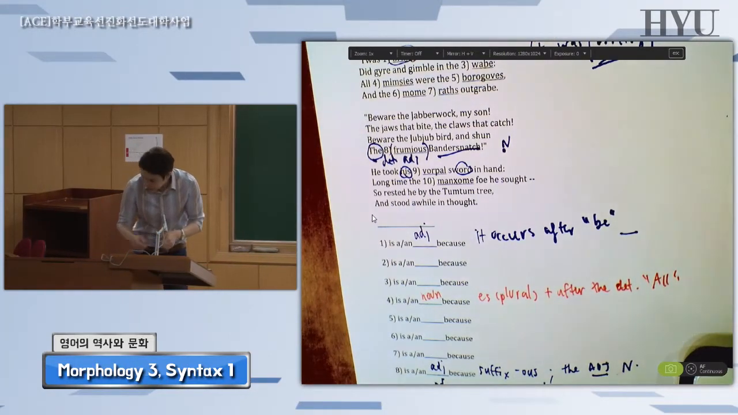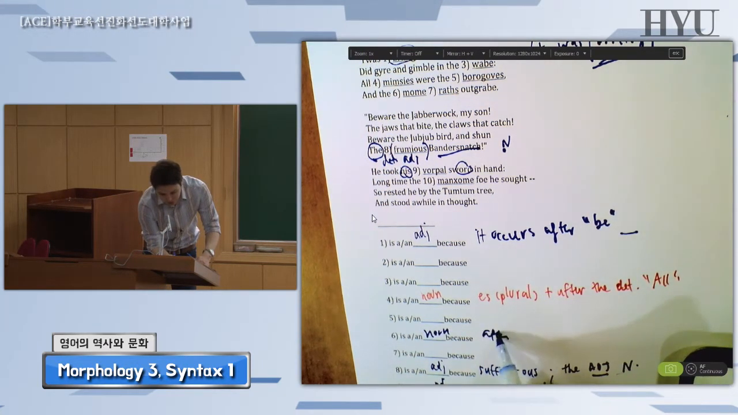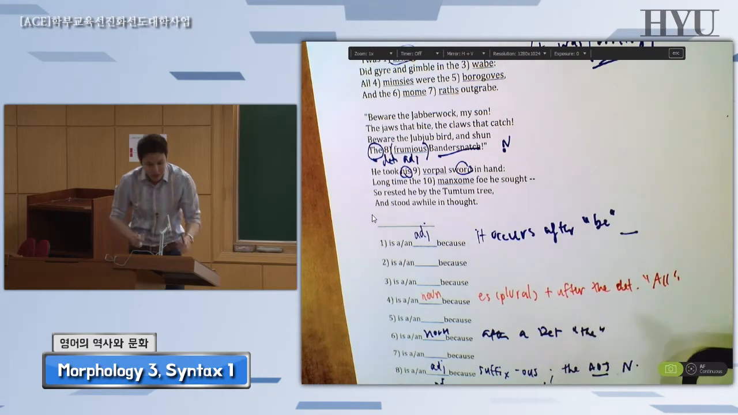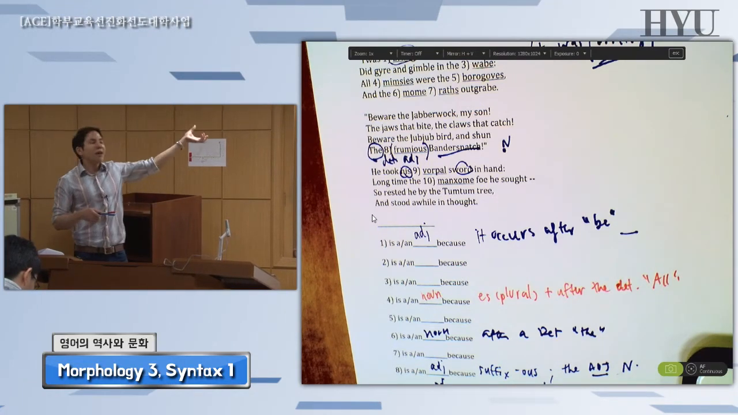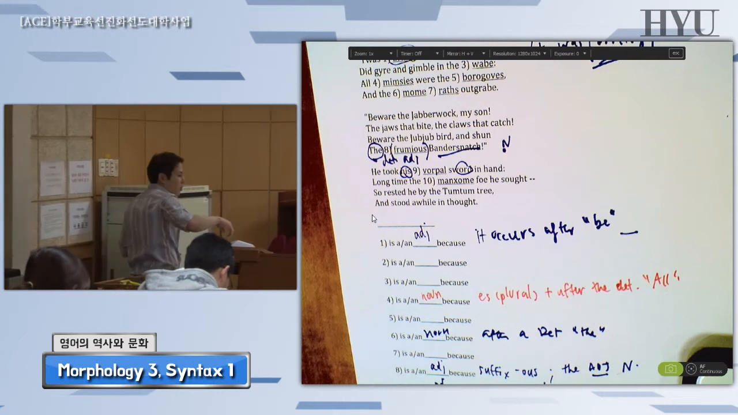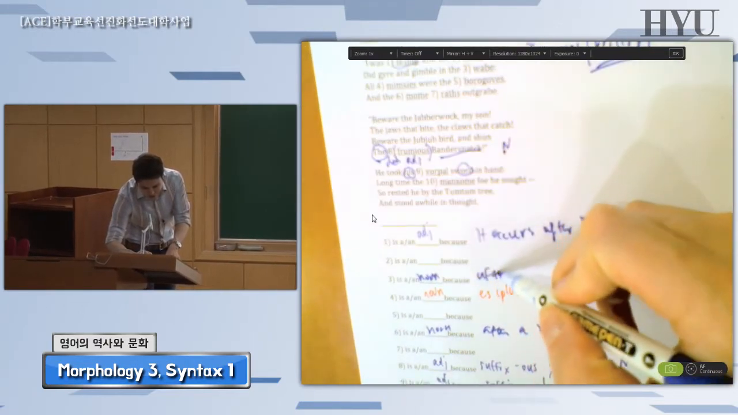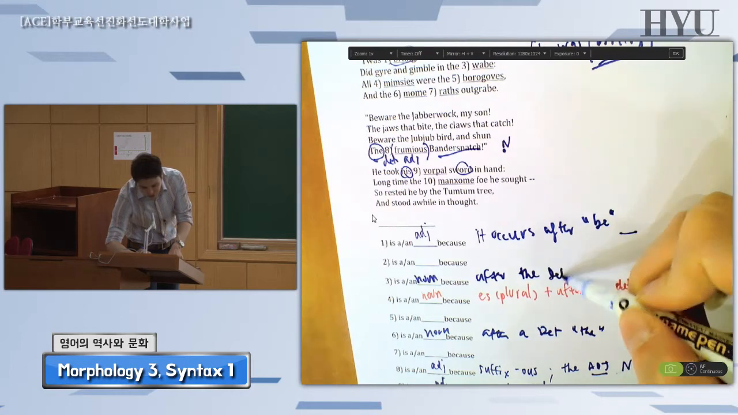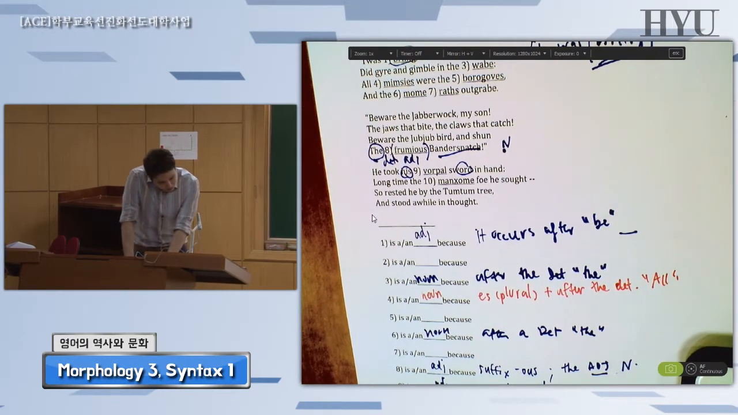Number 6 is also a noun because it's after a determiner. In this case, it's after the determiner the, right? You cannot have a verb after a determiner for sure, because the determiner cannot occur by itself. It must occur together with a noun always, okay? Number 3 is also a noun, for the same reason: it's after the determiner the, okay? So we have 2, 5, 7, and 10 left.